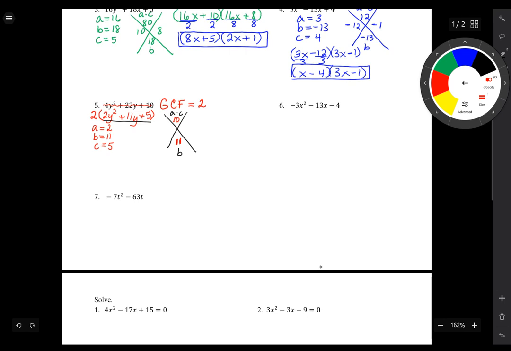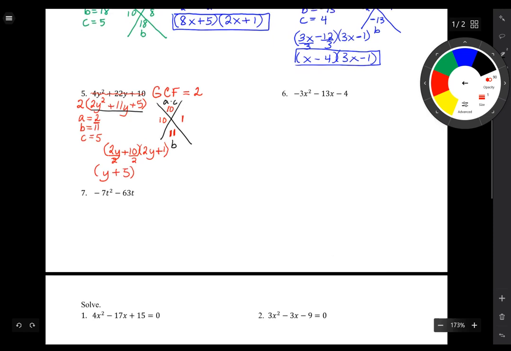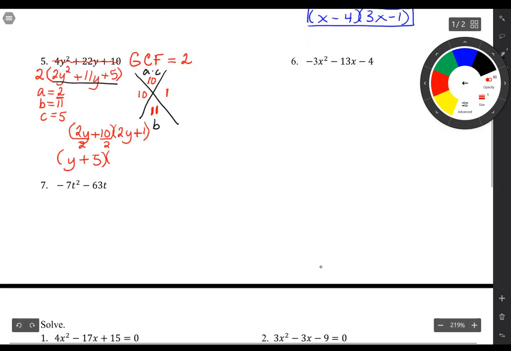So we can do 10 times 1 is 10, and 10 plus 1 is 11. Funky looking right there. So we don't put 4, because since we have factored out the 2, this is our a value. So 2y plus 10, 2y plus 1. And the only terms that reduce are these two. Divide by 2, and you're left with y plus 5 times 2y plus 1.